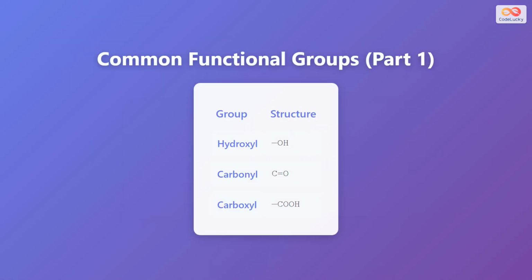Let us look at some common functional groups you will encounter frequently. The hydroxyl group consists of an oxygen bonded to a hydrogen. Written as -OH, this group is found in alcohols and makes molecules more polar and water-soluble. The carbonyl group is a carbon double bonded to an oxygen. Written as C=O, this is one of the most important functional groups and appears in aldehydes and ketones. The carboxyl group combines a carbonyl and a hydroxyl. Written as -COOH, this group is found in carboxylic acids and makes molecules acidic.